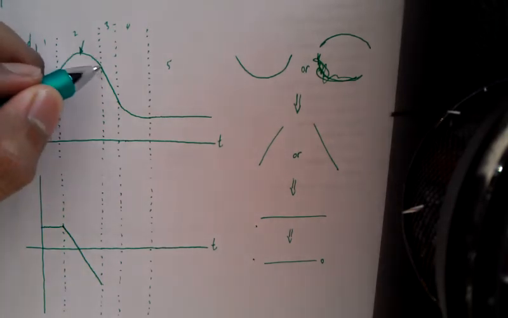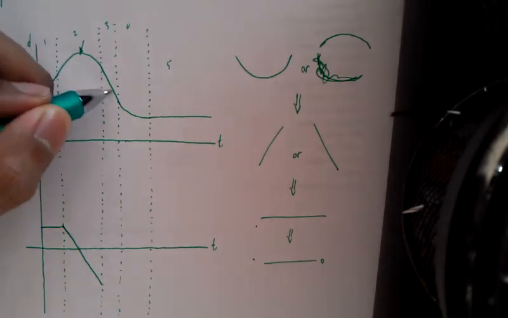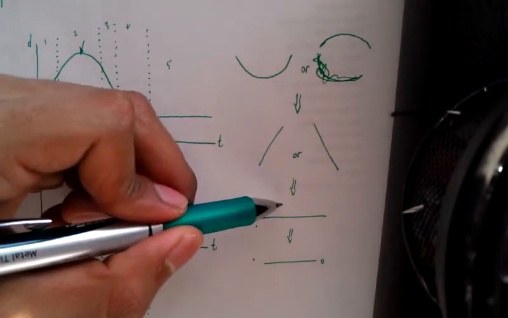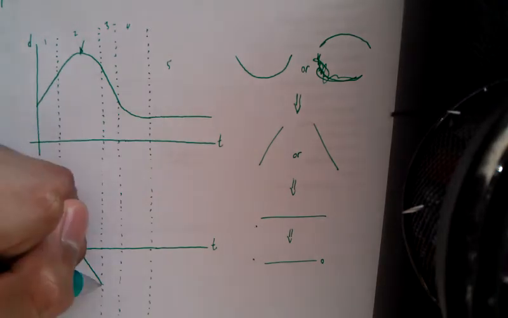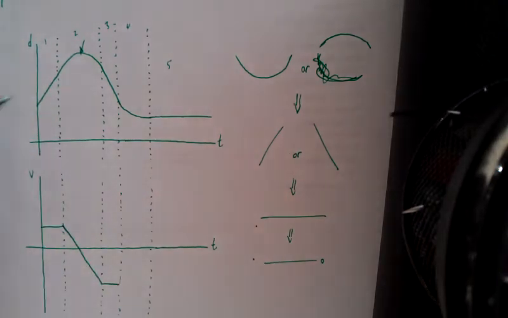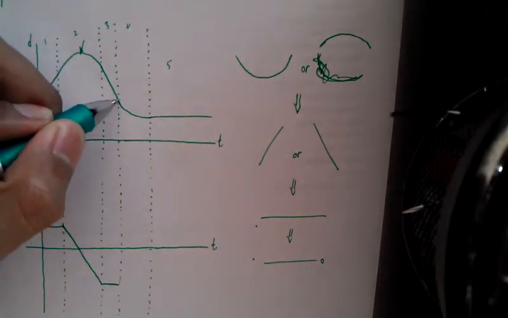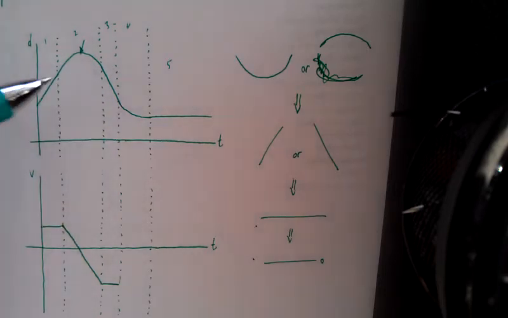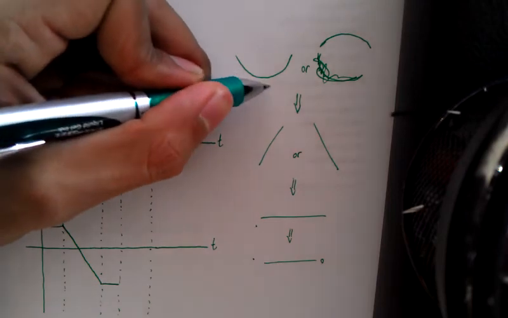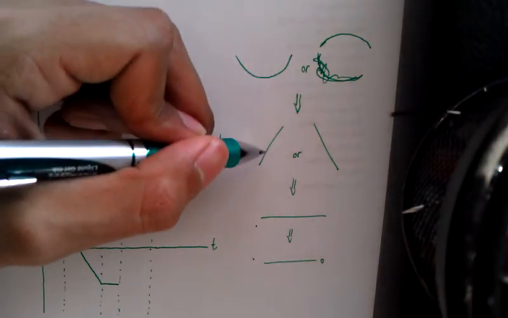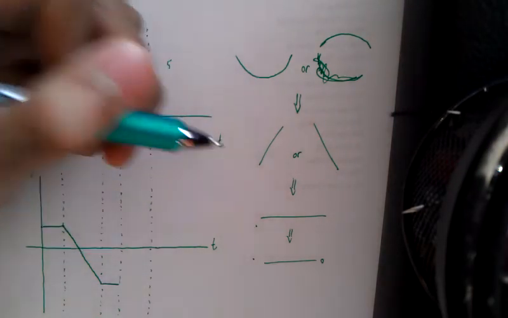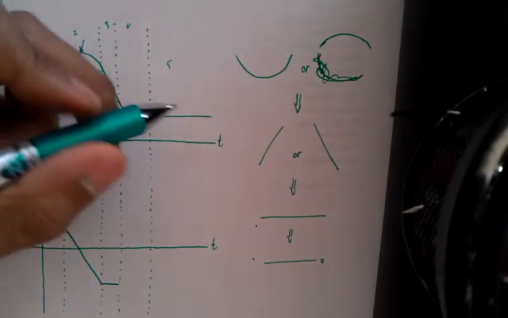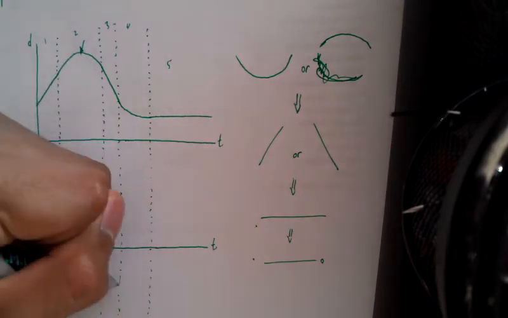Section 3 is just a diagonal line in the negative direction. On the graph below it, it would be a horizontal line. Section 4 is a curved line in the upwards direction. A curved line indicates that on the graph below it, it's going to be a diagonal line, and in this case, since it's positive acceleration, it's going to be a positive diagonal line.